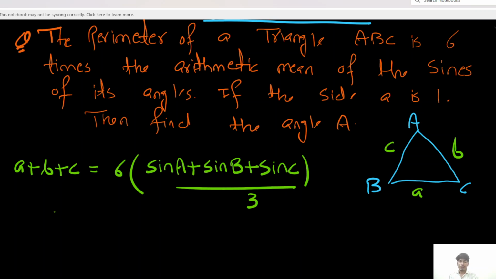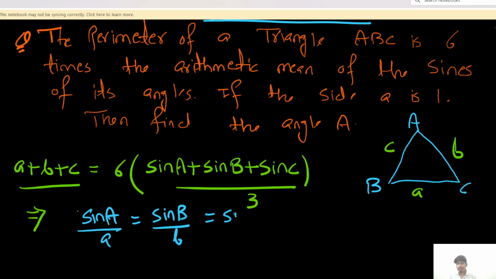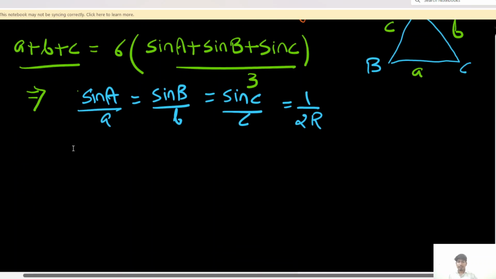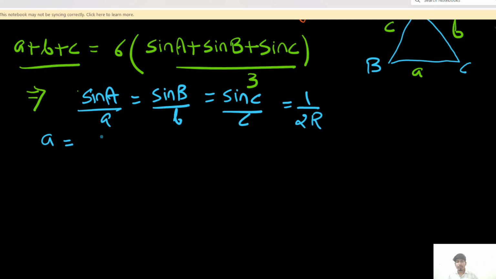Okay students, then what we do, we put the values of a, b, c. What is our sine rule? We know the sine rule is sine A upon a is sine B upon b is equal to sine C upon c, and this is equal to 1 upon 2R. Then we get the values of a, b, c. What is the value of a? a is equal to 2R sine A. Similarly, b is equal to 2R sine B.